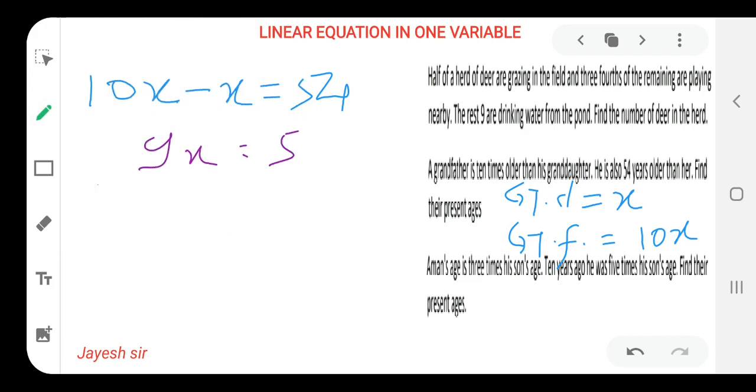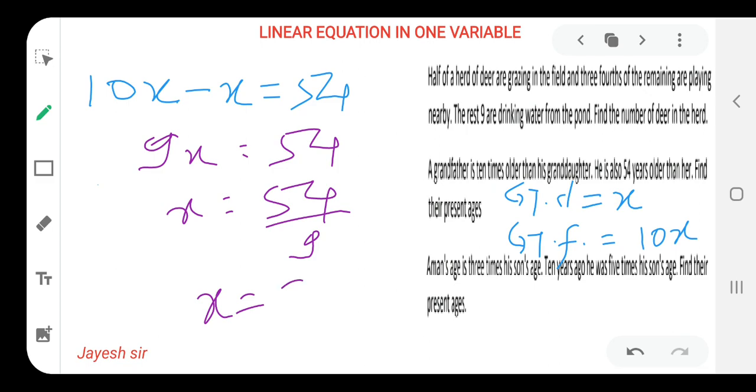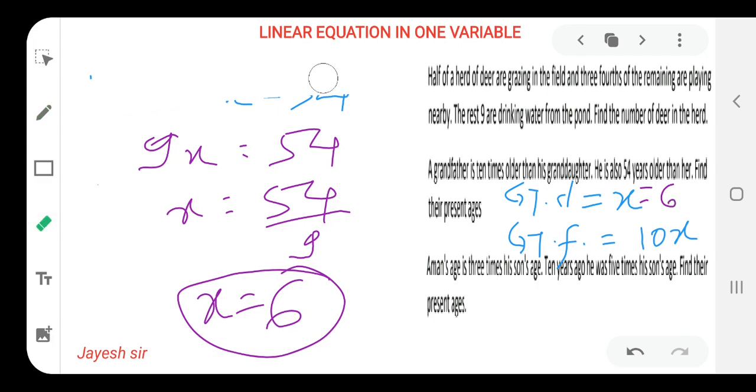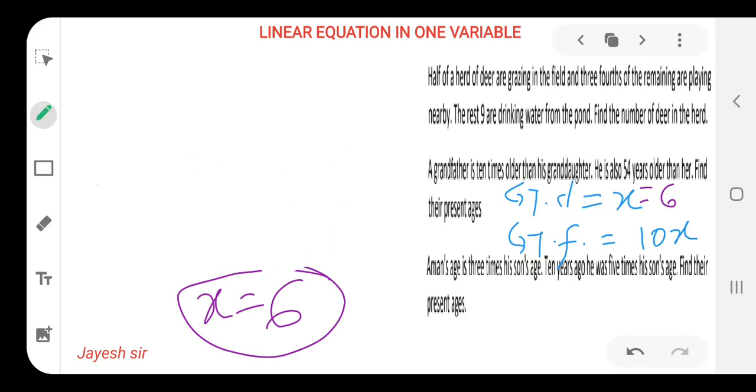9x equals 54, and what we can do is 54 upon 9. Yes friends, so the value for x we will get is 6, as 9 times 6 is 54. The value for x is 6 years, that means the granddaughter's age is 6 years. Yes, I hope you all are getting it, how we got the granddaughter's age, that means x. Now the other thing we can do is find the grandfather's age.